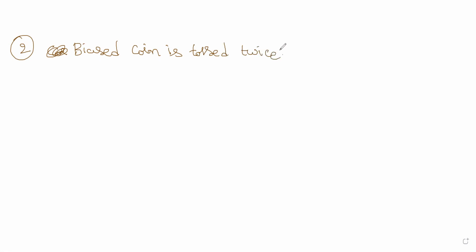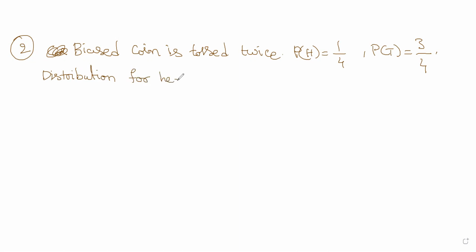Biased coin is tossed twice, and the head is having a probability of 25%, which is 1/4. And the tail is having a probability of 75%, which is 3/4. I hope I'm clear with this. Now, is it okay? Yeah. Now, the biased coin is tossed twice. Now, this is the thing given, and then you have to write the probability distribution for the tails.